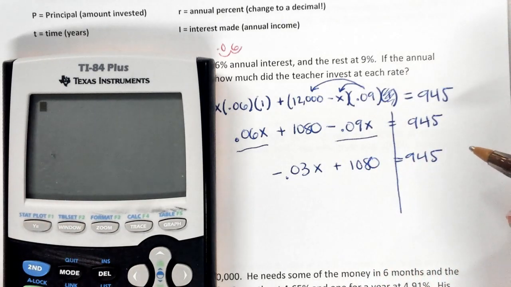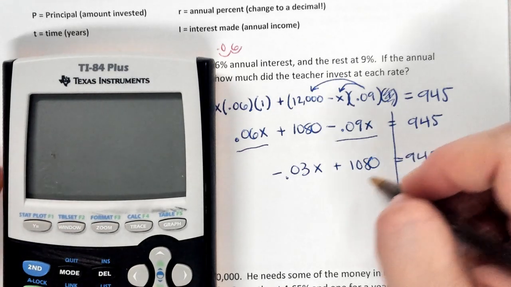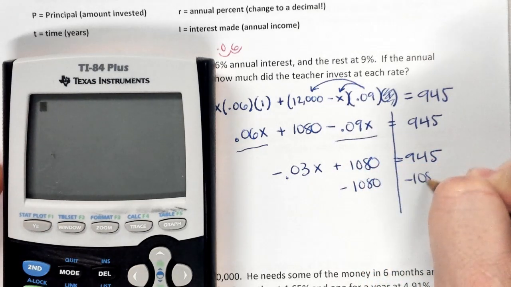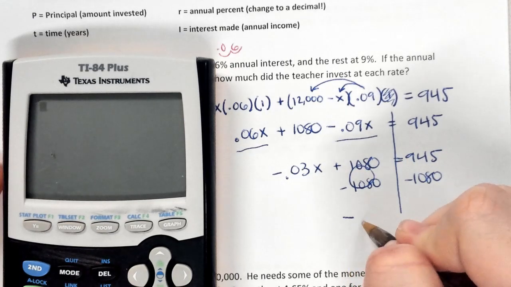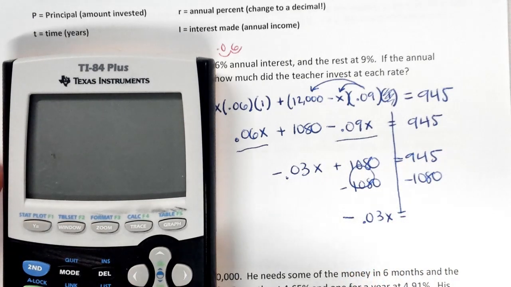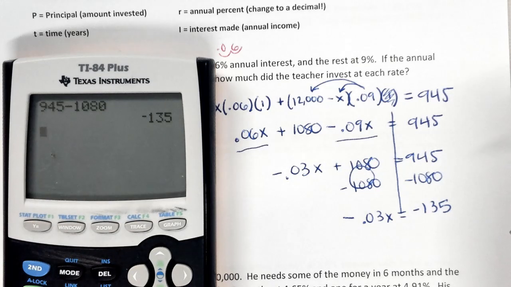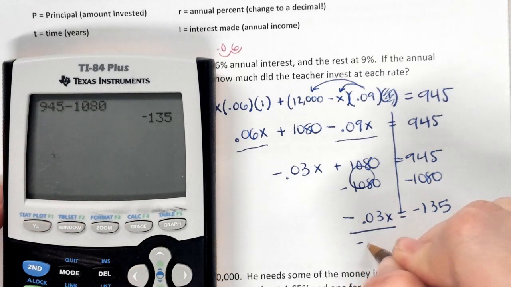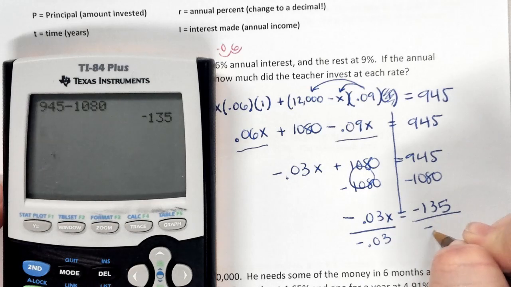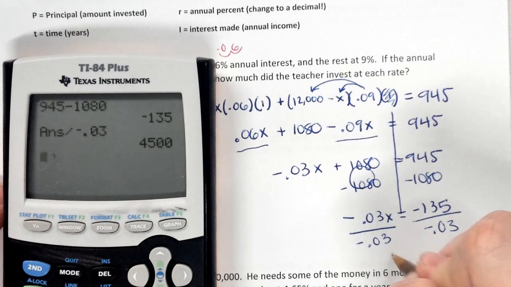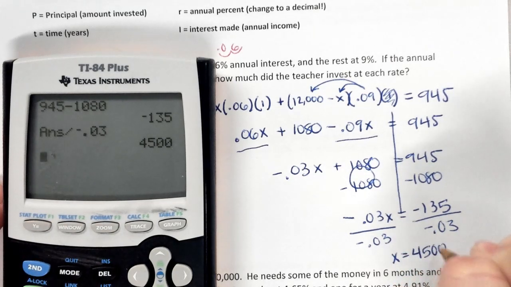Now that both sides are fully simplified, what do I do? I have to get rid of this 1,080, so I subtract 1,080 from both sides. I have negative 0.03x equals negative 135. Last step. Divide both sides by negative 0.03. And I get x equals 4,500.